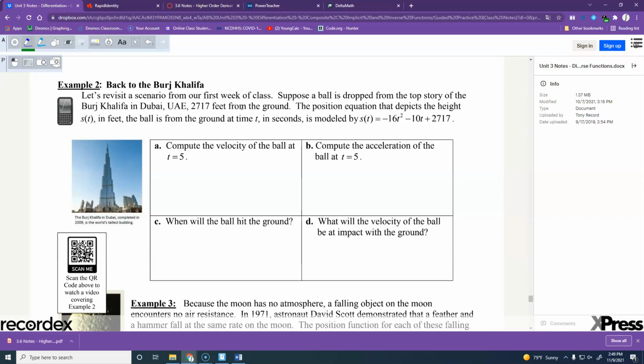Okay. All right. So this is the tallest building in the world. And so they give us this position function, which should look kind of familiar if you think way, way, way back to pumpkin chunking and catapults and stuff in Math 1. As soon as I saw the negative 60. Yeah.